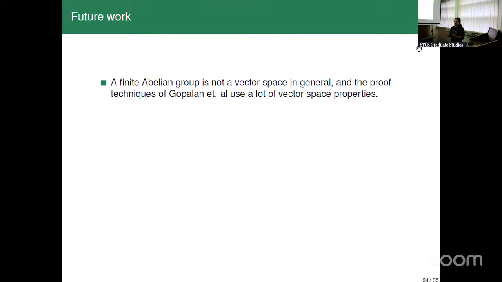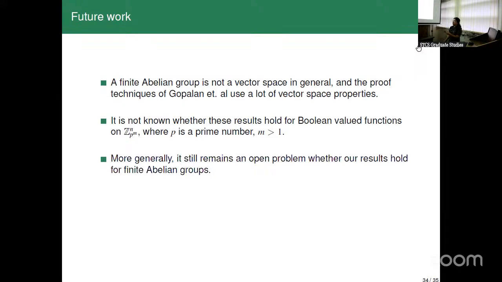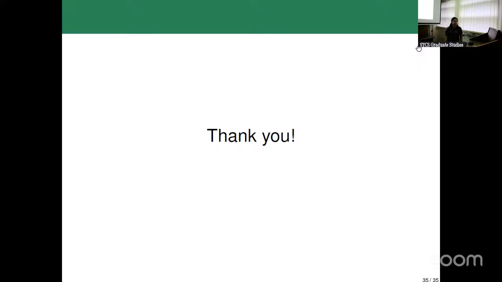And so a finite Abelian group is not a vector space in general, and the proof techniques of Gopalan use a lot of properties from vector space. It is also not known yet whether they can be done for Z_{p^m} to the power n kind of structures, where n is strictly greater than 1. So it still remains open whether this can be generalized for Abelian groups. Let's go back.